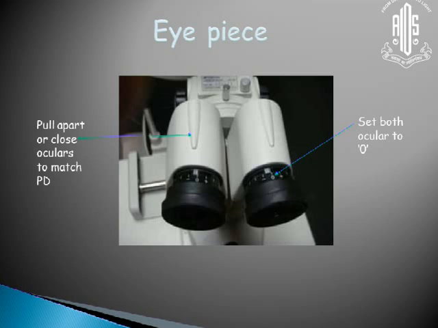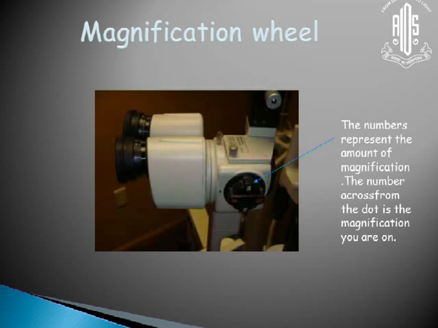Also important is the interpupillary distance, which differs for every examiner. So make sure that the interpupillary distance is adjusted. Again, if that's not adjusted, then you yourself will have diplopia and you will not get a binocular view. The magnification wheel is here on the side, so that you have your various steps of magnification. So every time you rotate this wheel, depending on the numbers here, you get that much amount of magnification.